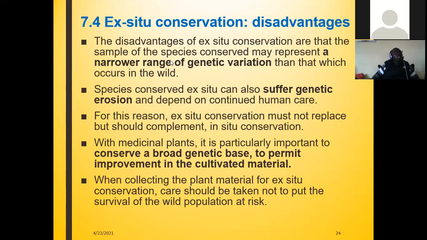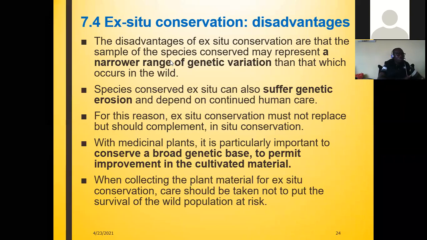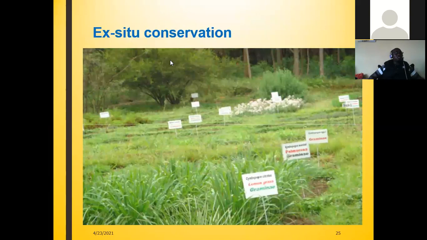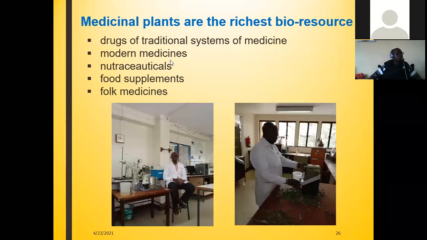Now, the disadvantage of ex situ conservation is that there is a narrow range of genetic variation. So when you remove these plants from the wild and bring them to maybe your botanical garden, you'll have a narrow range of genetic variation. Also, they may suffer genetic erosion, whereby these plants will depend on human care for a long, long time, as opposed to the plants when they are in the wild. This is just an image of ex situ conservation, where we identify the medicinal plants and plant them within our gardens where we can easily reach them.